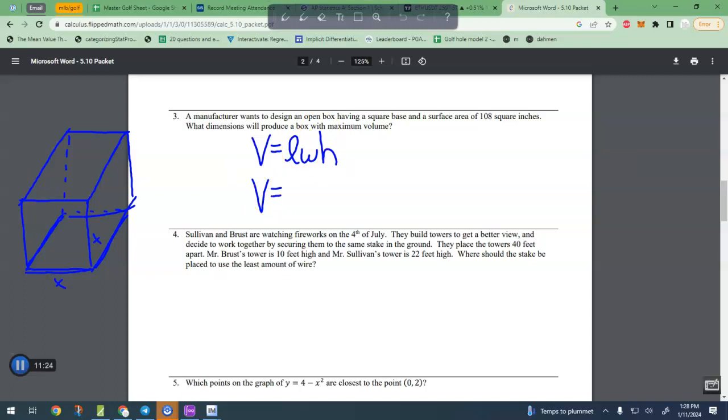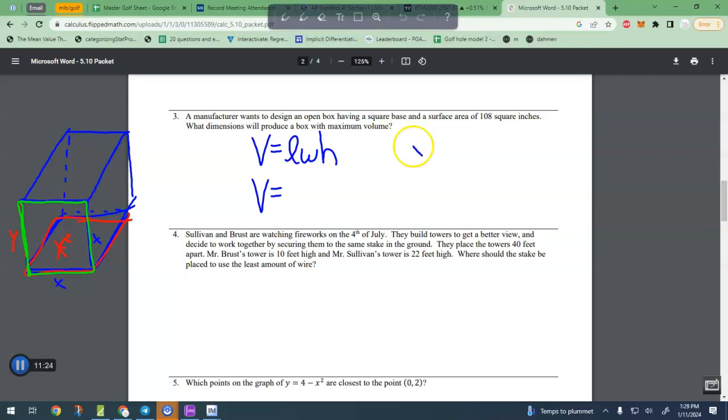Separately, I know that the surface area is 108 square inches. So what's the surface area of this? Well, the bottom is x by x, so the area of that bottom square is x squared, right? If I call the side y, then the front face is x times y, right? But how many of those are there? There's 4. You got the front, the back, and the two sides.